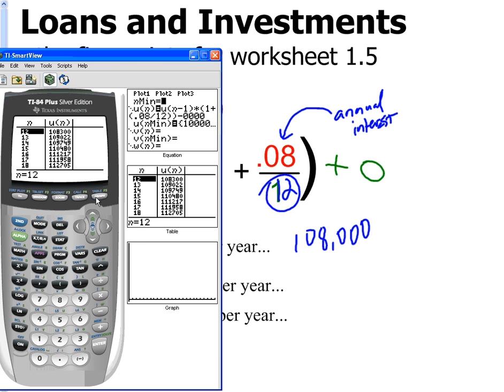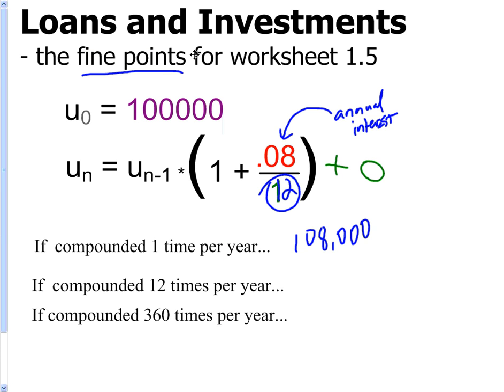It's more. So if I do it with the 12-month compounding, it's pretty close, but it's more. Do you think if we compound it 360 times that it'll be even more? Yes, it is. Somebody quickly calculate that with 360. Tell me what you get. I know it's 108. What is it?